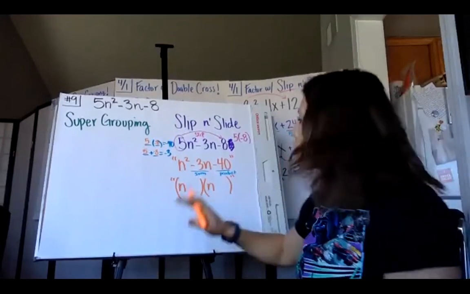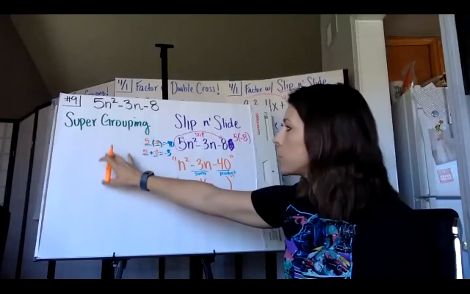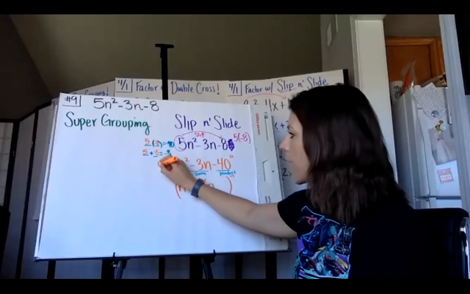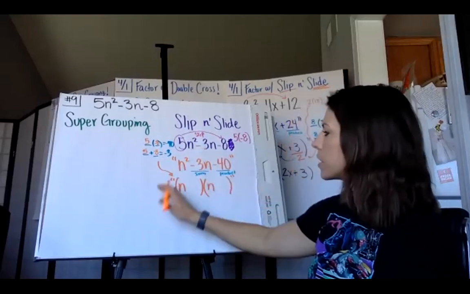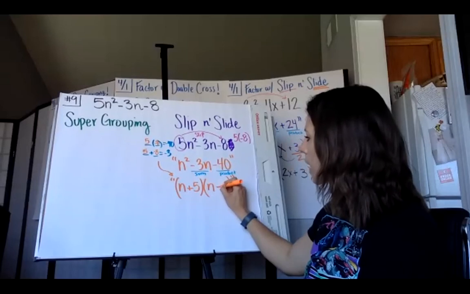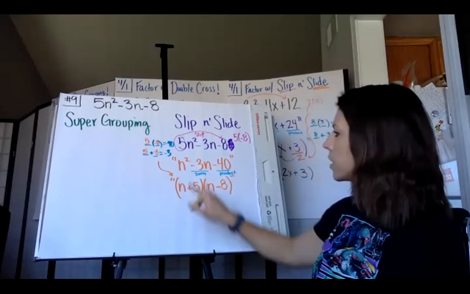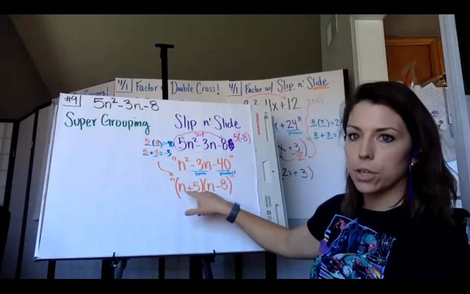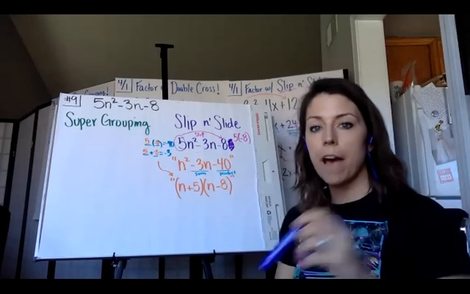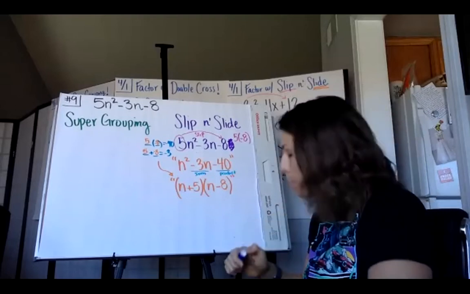Okay, so what's different here from supergrouping is I just get to take those two numbers, like normal P's and Q's, and I'm just going to put them into my expression. So now I know my first one is positive 5, my second one, negative 8. So all I did was normal P's and Q's factoring there. Final answer. I did my split.